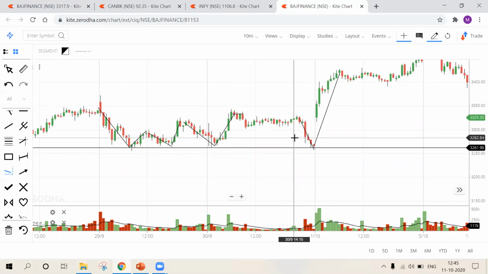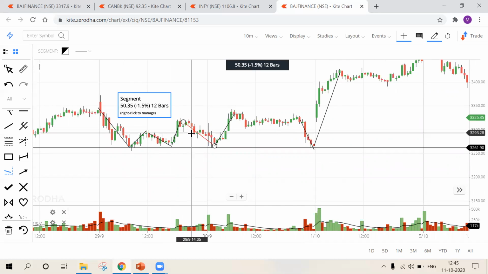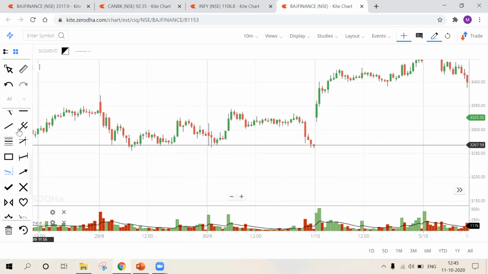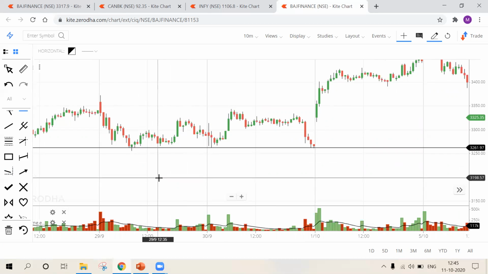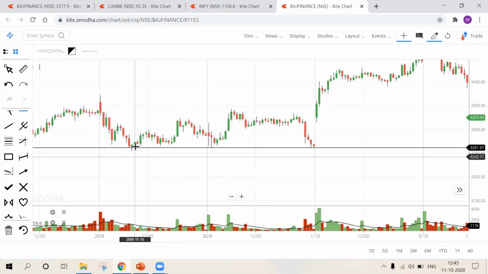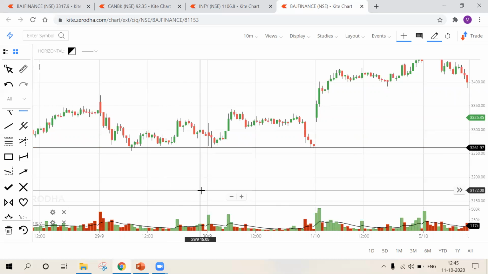There is one very important condition you need to consider while drawing support. You need to look for a minimum of 2 touch points to draw a support. For example, I can draw this level, and I have drawn it because I have 2 touch points here. This is touch point number 1 and this is touch point number 2. So you need a minimum of 2 touch points to draw support.